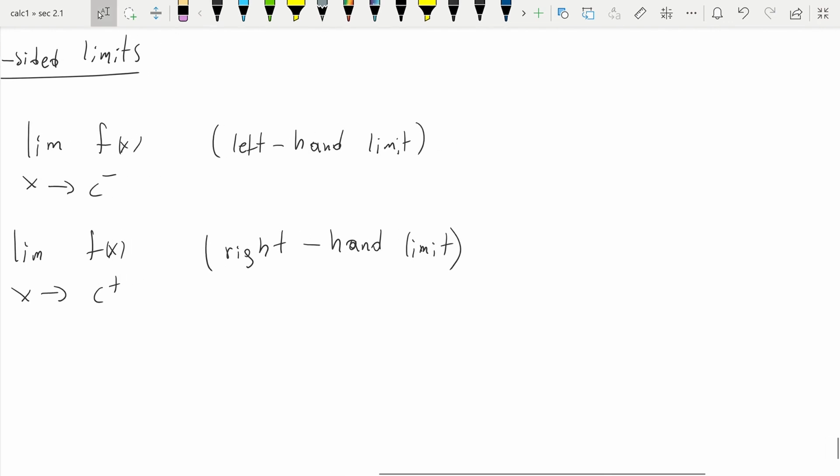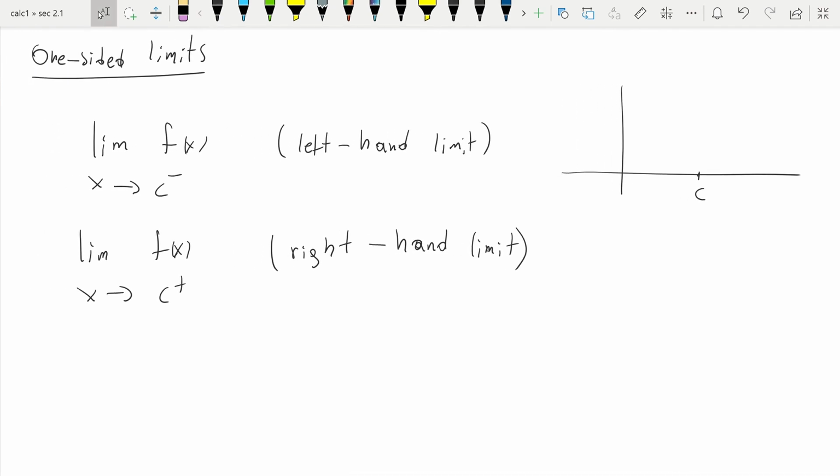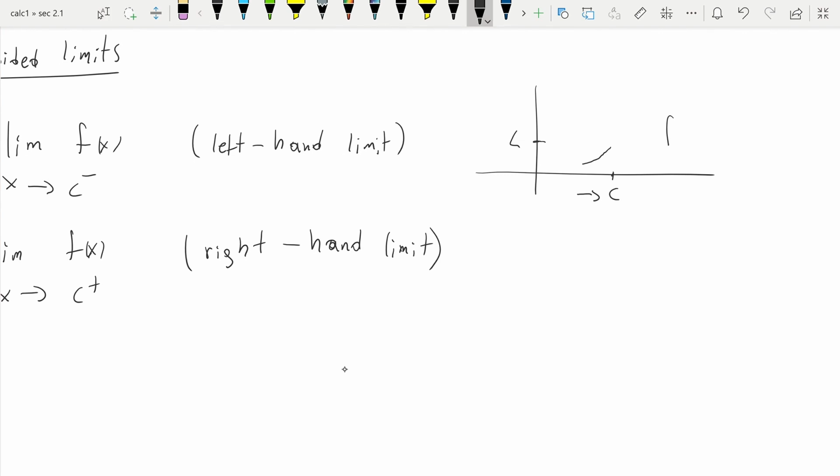So in the graph, if this is c, if we're approaching x from the left, it means that we're approaching c in this direction. So we're letting the values of x get closer and closer to c from the left. And in that case, for instance, this number here, L, would be the left-hand limit of f.